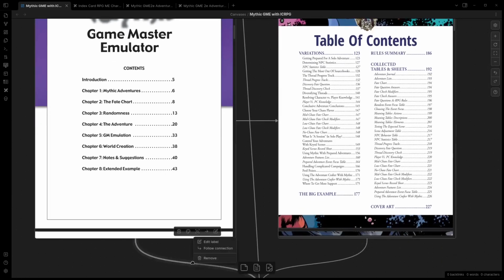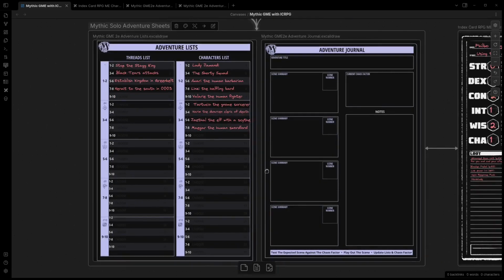So, following this, we need to set up a few things. First, we'll grab a copy of the Adventure Journal and the Adventure Lists. What these do is provide a way for us to structure and store our adventures, so that we can come back to them later and remember what past us did.